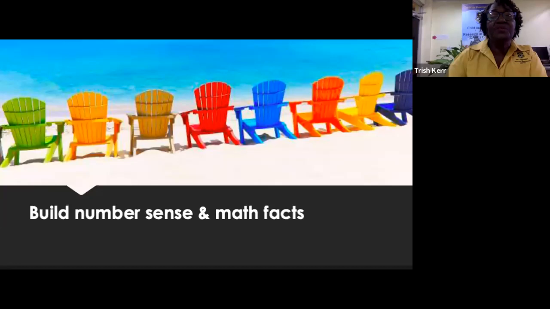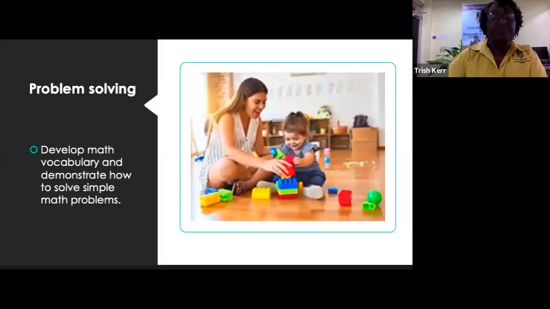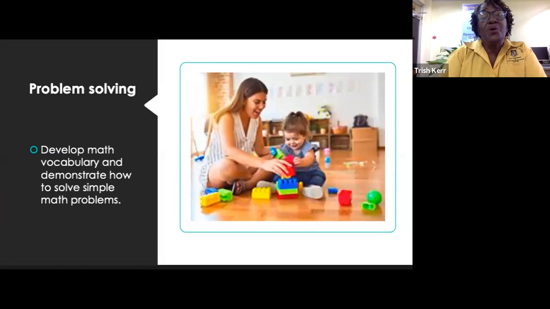Moving to the next slide. Problem solving. So develop math vocabulary and demonstrate how to solve simple math problems. So we just spoke about it in the last picture. Now we're looking at another picture, all right? And we see that the mother is on the same level as the child. So they're expecting to get that direct communication.